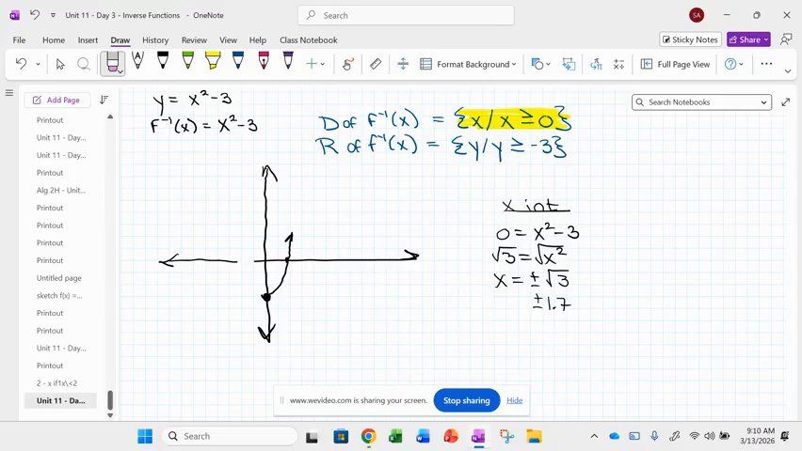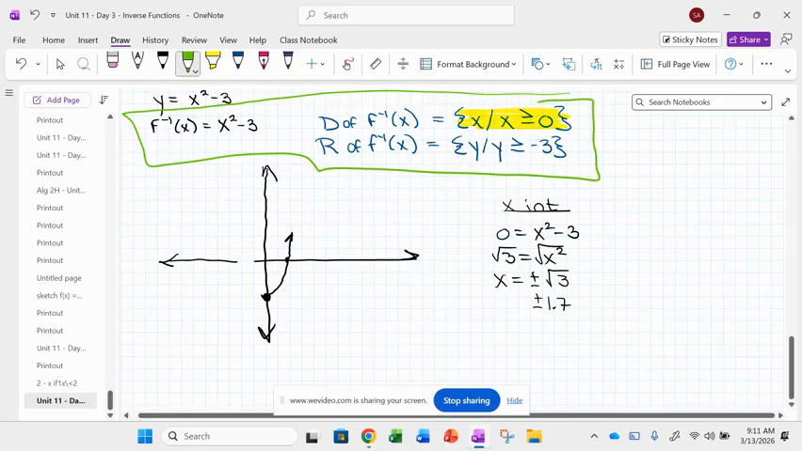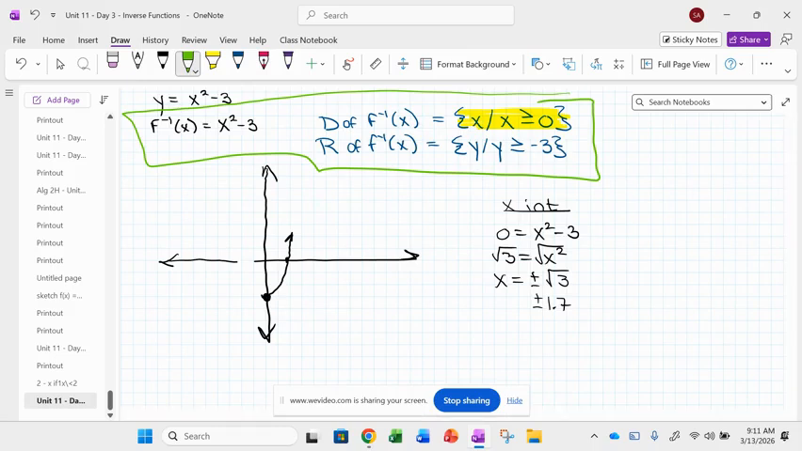So this is why that domain is part of our answer. Our inverse function is not just x squared minus 3. It's x squared minus 3 with this restricted domain and range. Okay, so now what I want us to do is I want us to graph the function and its inverse.